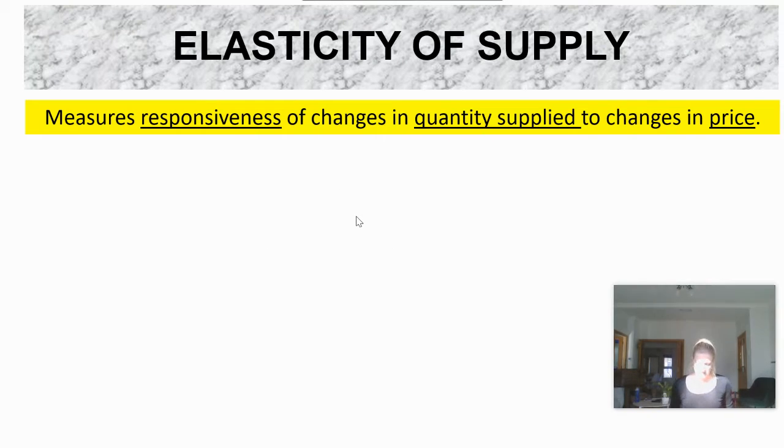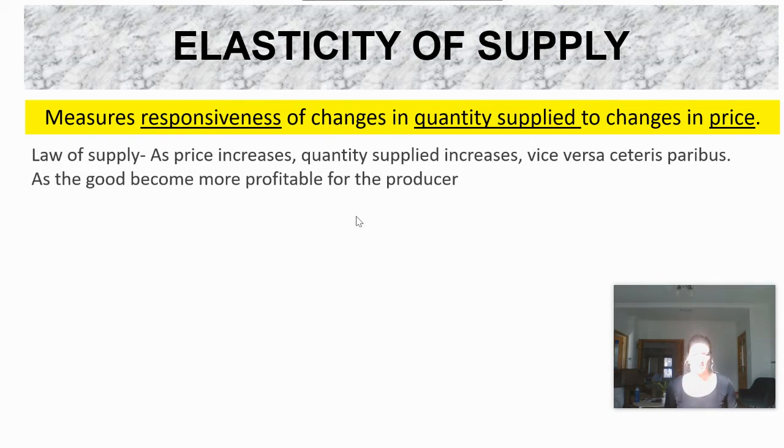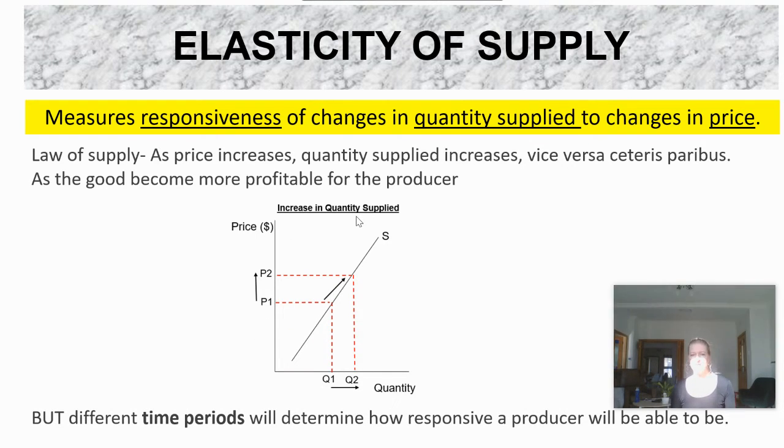So elasticity of supply essentially means the responsiveness of changes in supply to a change in price. Remember, elasticity means responsiveness. So how responsive can producers be when the price changes? Under the law of supply, we know that when there's an increase in the price, the quantity supplied will always increase because it's more profitable for a producer. But depending on what time period we're in will depend on how responsive a producer can be.